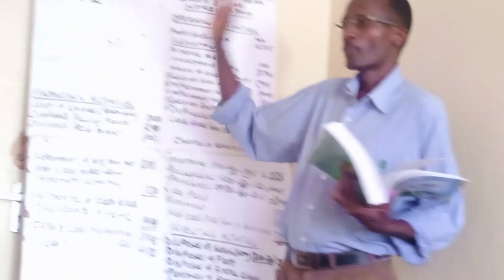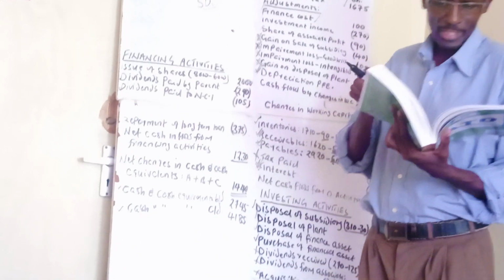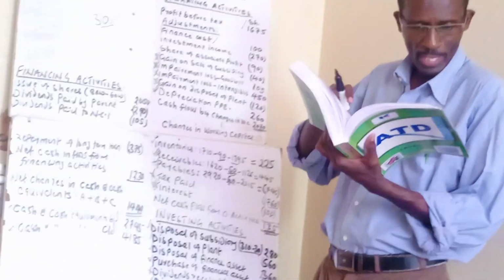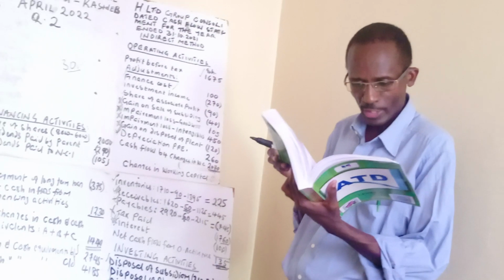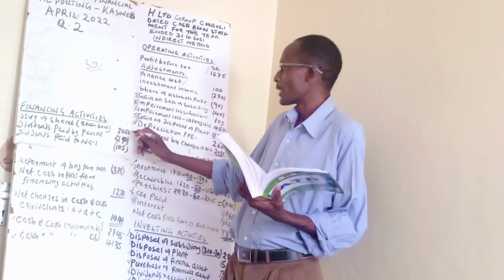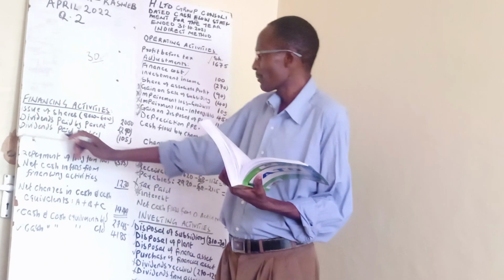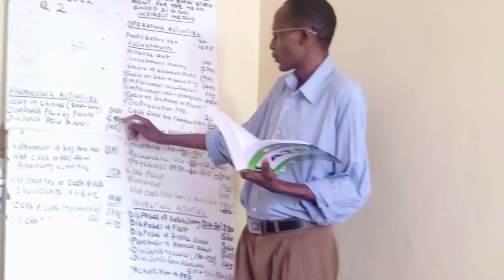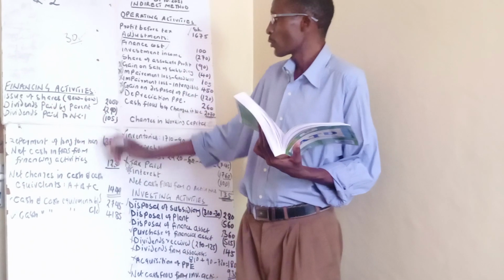This is to do with equity as well as long-term liabilities. Issue of shares. If you look at the statement of financial position, you started with 6,000 and you closed with 8,000. That is in the statement of financial position. So there is an increase of 2,000. So that is provided straight away. Dividends paid by parent, 290, is a minus. This is in our workings. Dividends paid to NCI.